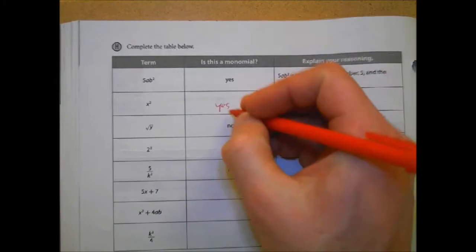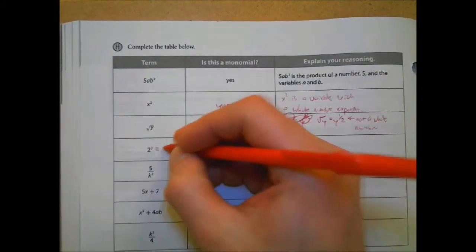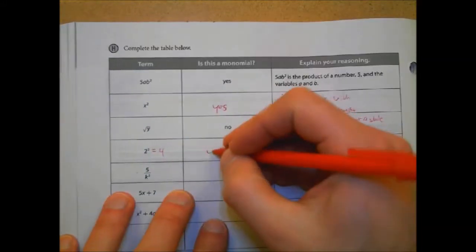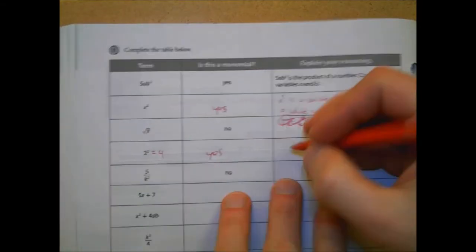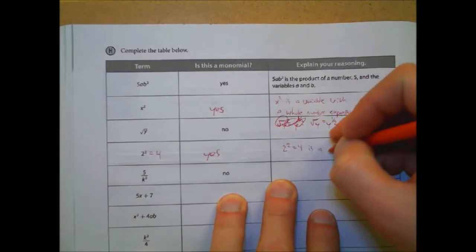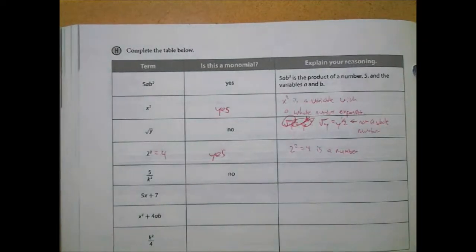What is 2 squared equal to, Ben? 4? Yeah. Is 4 a monomial? Oh, yeah. Yes. So 2 squared, because it simplifies to 4, we can say it's a monomial there. Okay, that maybe is the easiest way to say it there. 2 squared equals 4 is a number. Okay, let's go to Carson.